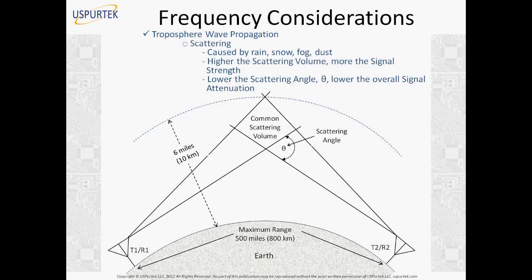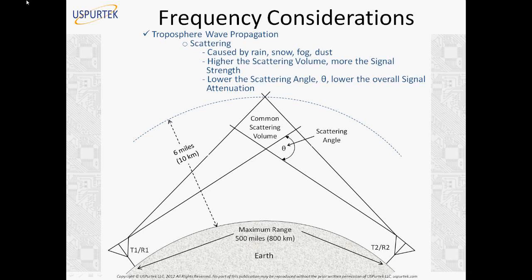Now, in troposphere wave propagation, you also experience scattering, caused by rain, snow, fog, and dust. Here there are some relationships. The higher the scattering volume, the more signal strength. Why? Because if the volume is larger, more RF waves will be scattered, and some of it will reach the surface of Earth. And the lower the scattering angle, this theta here, the lower the overall signal attenuation.